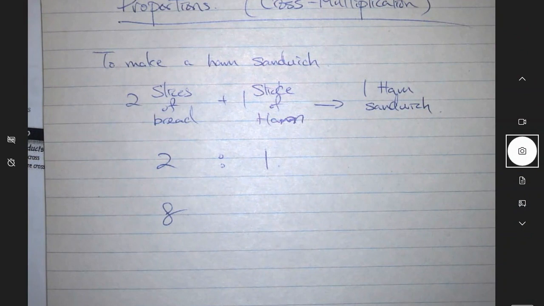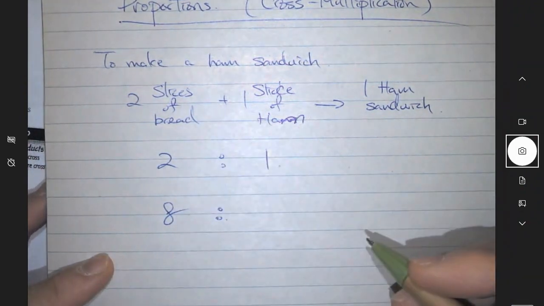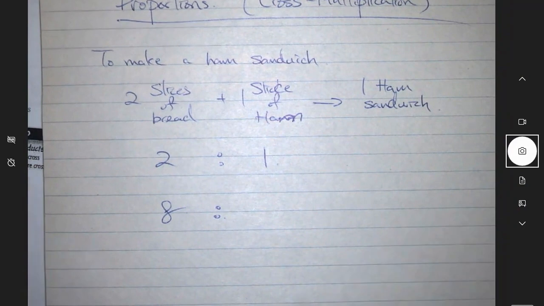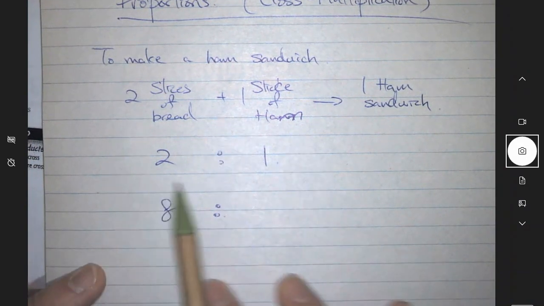So if you have 8 slices of bread, that makes four sandwiches. And to make a sandwich, you need a slice of ham. So if you have four portions of bread to make a sandwich, then you need four. Okay. So in this case, we're going to use this proportion.